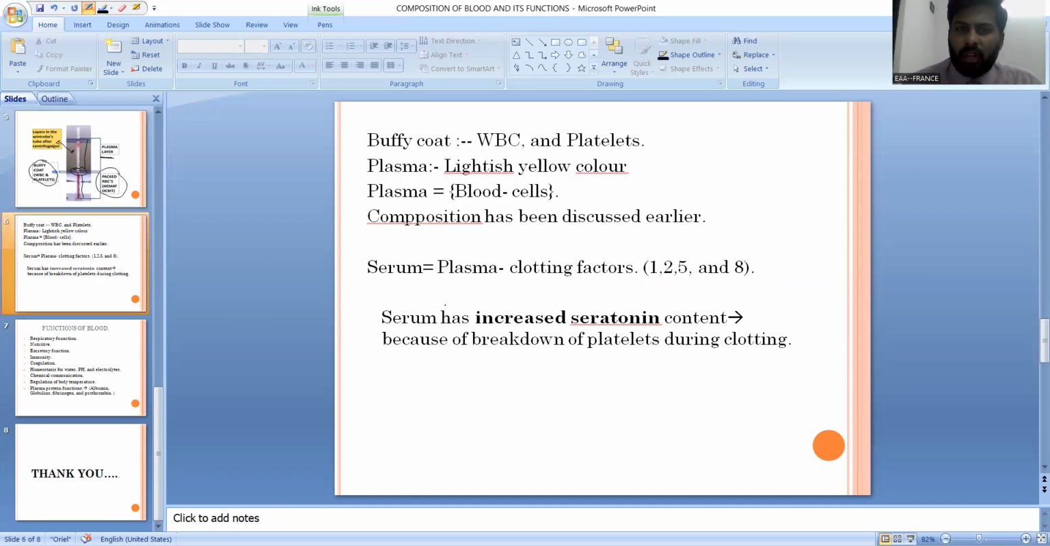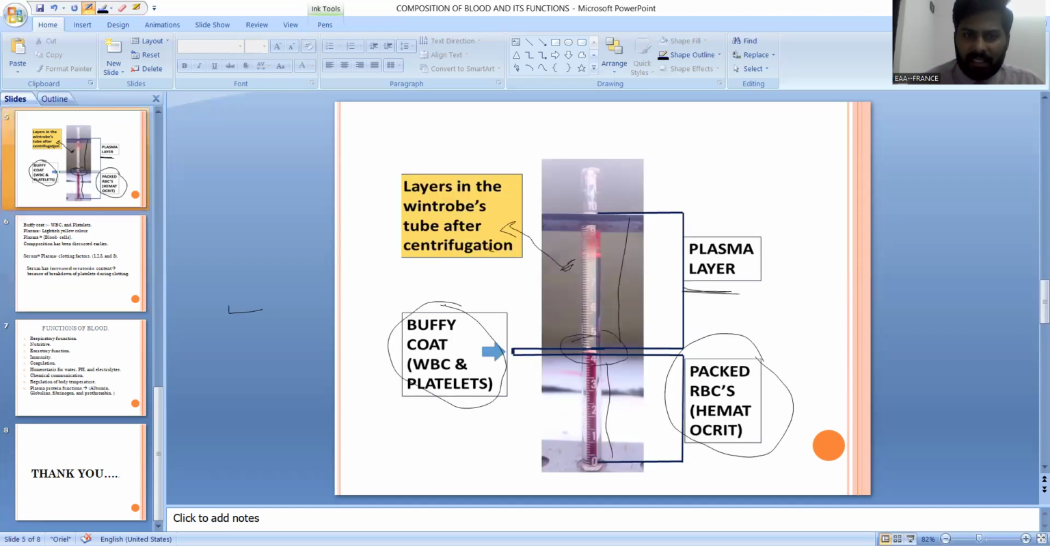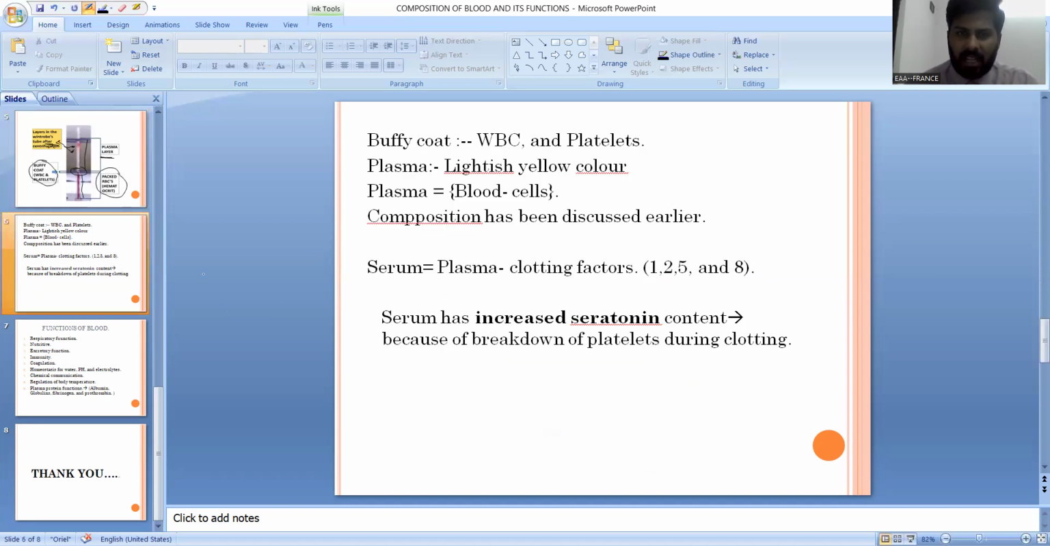As we just discussed, what is buffy coat? Buffy coat consists of WBC and platelets. And coming to the plasma, which was the topmost layer, right? Here you'd be able to see this plasma, this whitish part over here. This is plasma. So what's happening? This plasma is lightish yellow in color. And what is plasma? That is nothing, in simple terms, but blood minus blood cells.